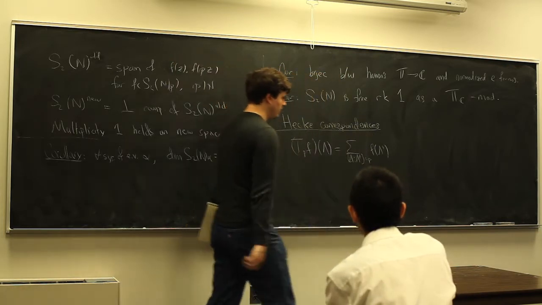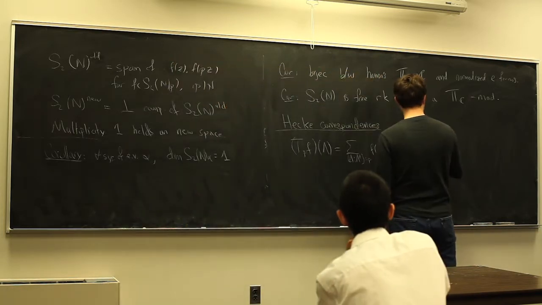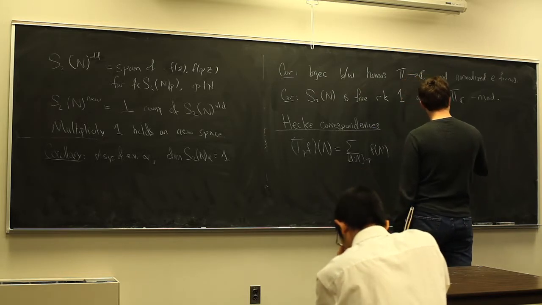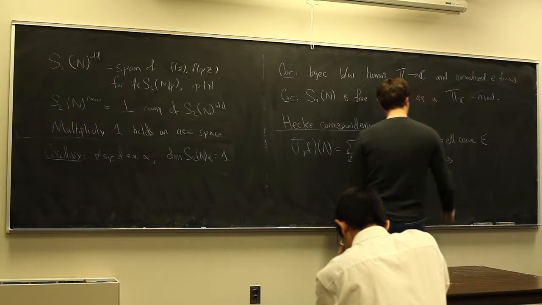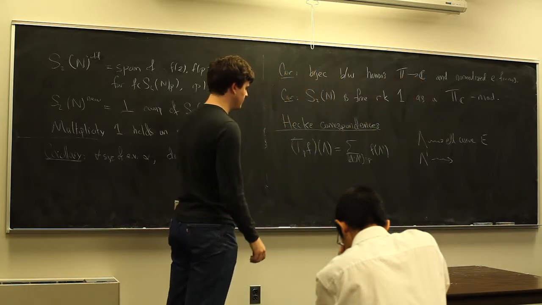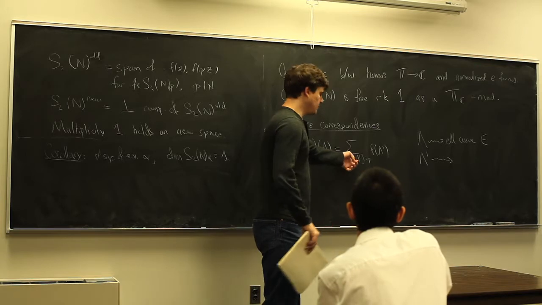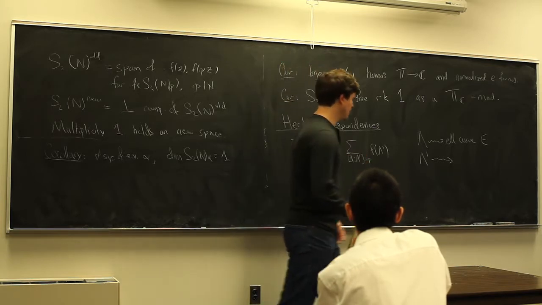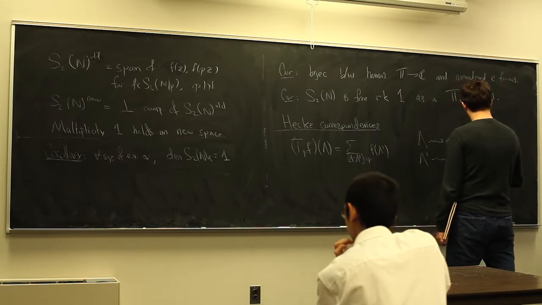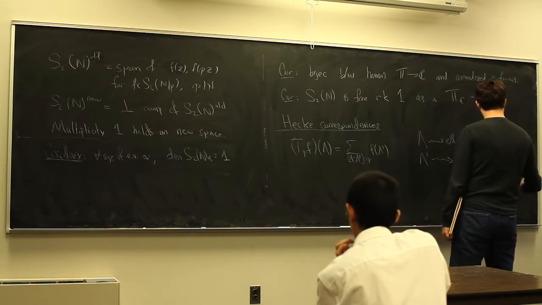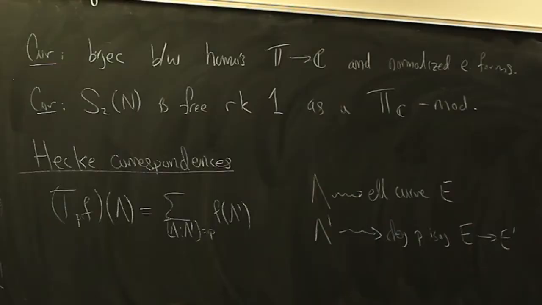And now if lambda, if we think of that as corresponding to an elliptic curve, then this sublattice lambda prime corresponds to a degree p isogeny. I think I'm going to flip the order here. So this corresponds to a degree p isogeny to E prime. And this is closely related to Gamma_0(p) structures.